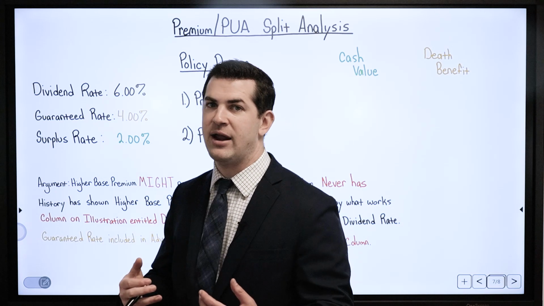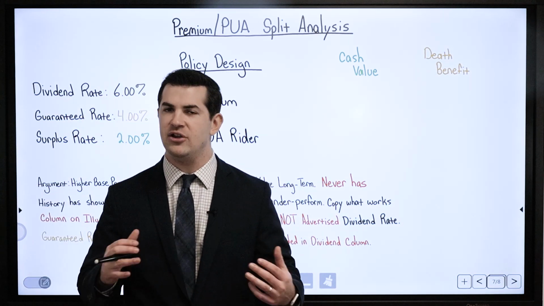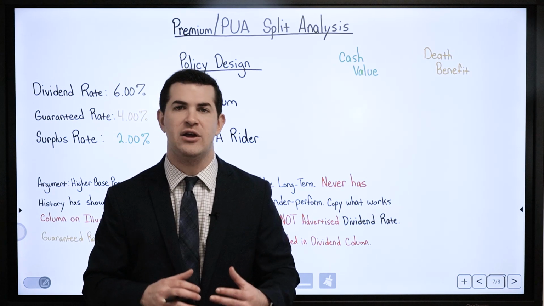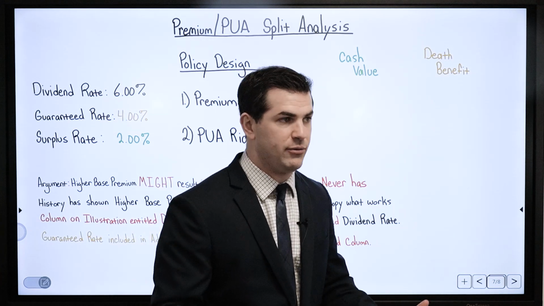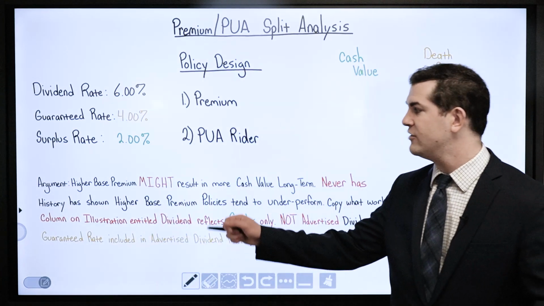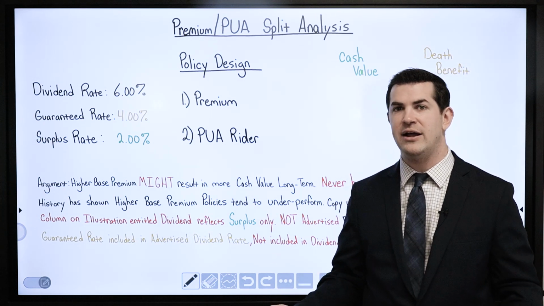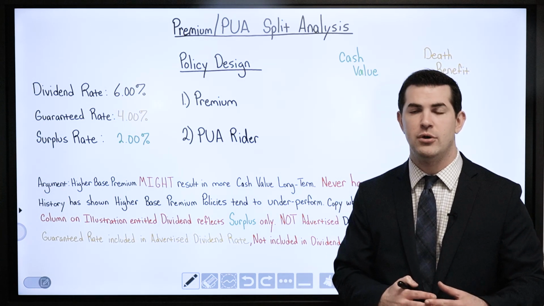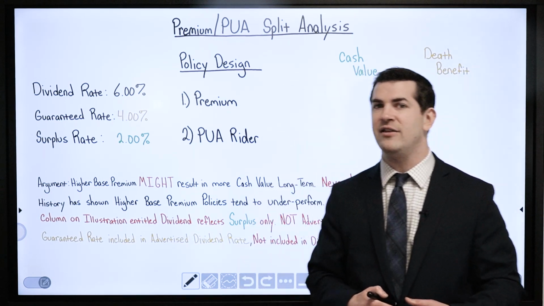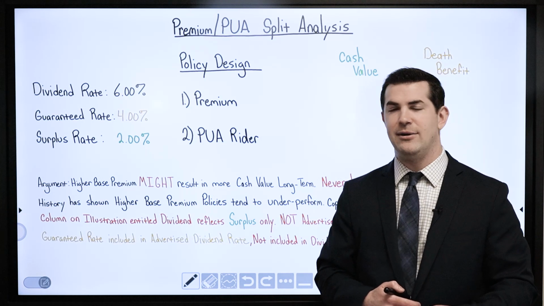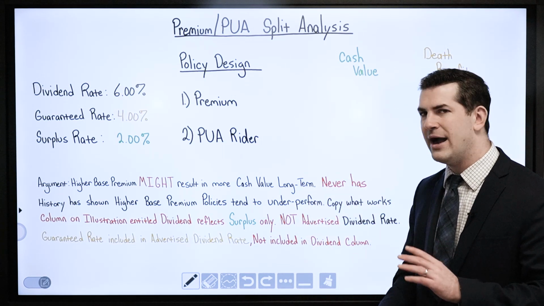And when I say it never has, I mean not from an illustrative standpoint, but from an actual, historical, real cash value performance standpoint. But why do we hear that sometimes? And frankly, is it possible that a policy with a higher base premium might produce greater cash value than a policy with a small base premium? Well, the answer is yes, it is possible. It is just not that likely because we haven't seen it, and I'm not expecting to see it anytime soon. But let's get into exactly why we hear that.